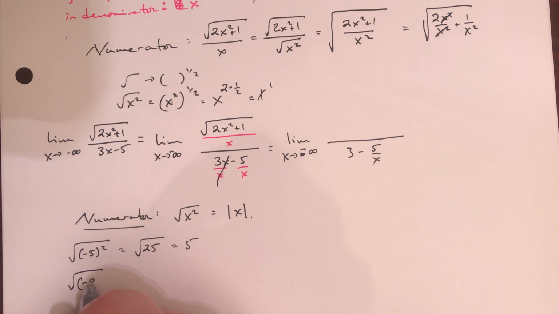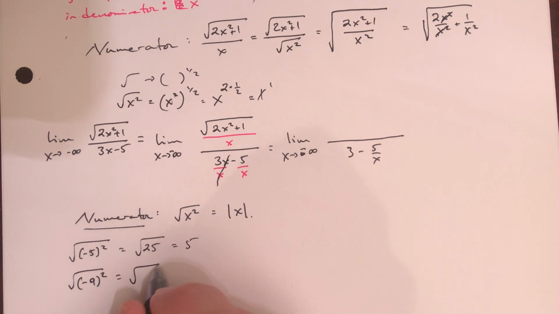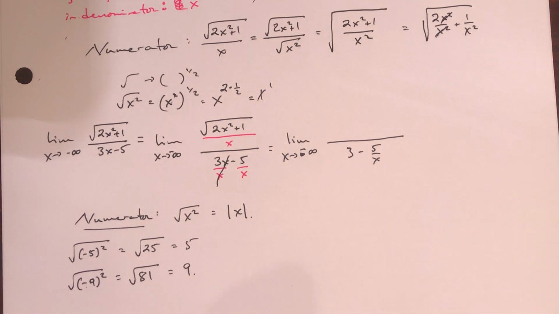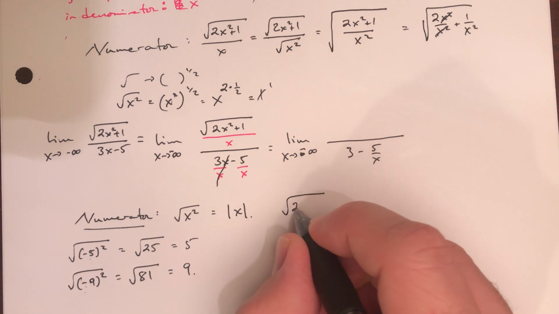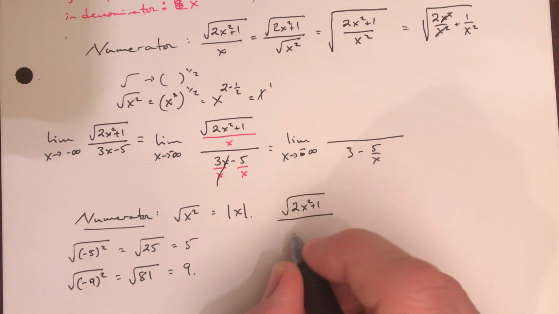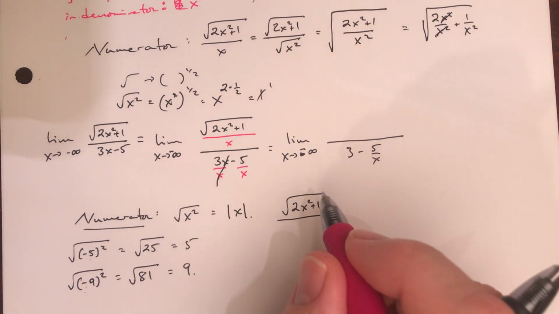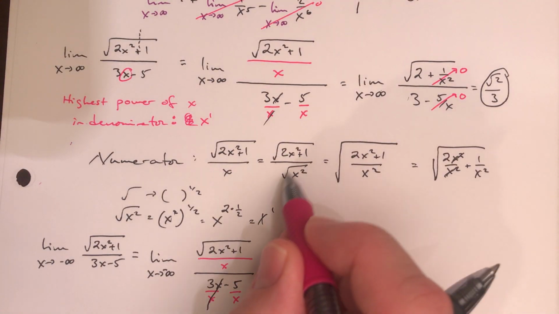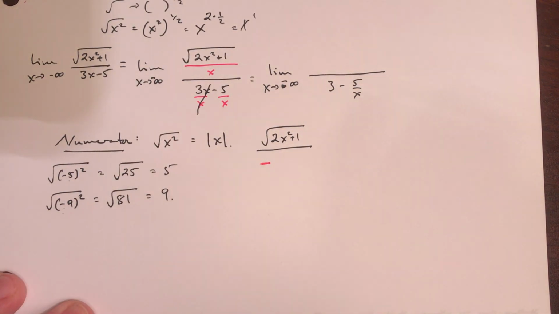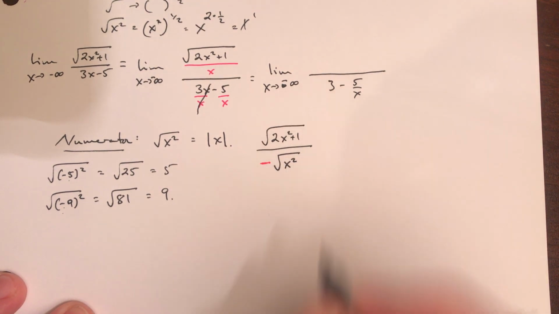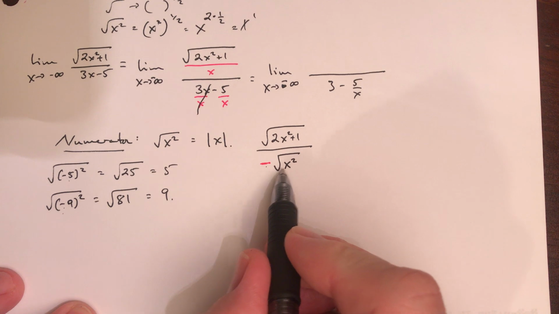Likewise, the square root of negative 9 squared, negative 9 times negative 9 is 81, and the square root of 81 is 9. If we want to preserve the fact that our x was originally negative, we're going to need to include that when we rewrite x as a radical. So we're going to need to pick up a negative sign here and say this is negative square root of x squared.